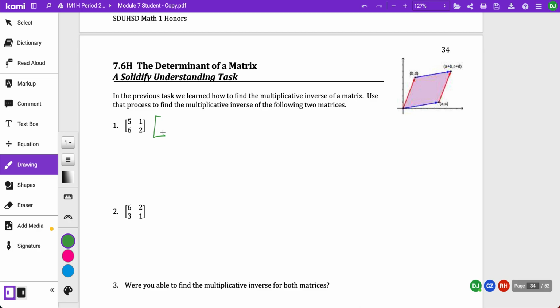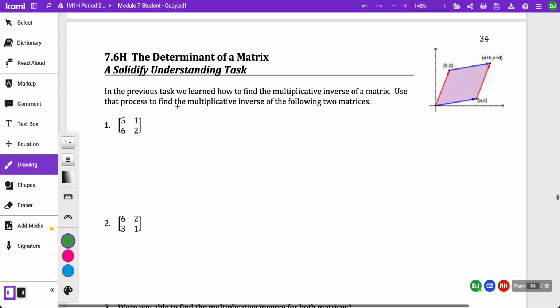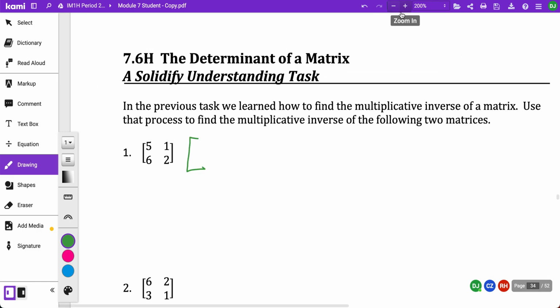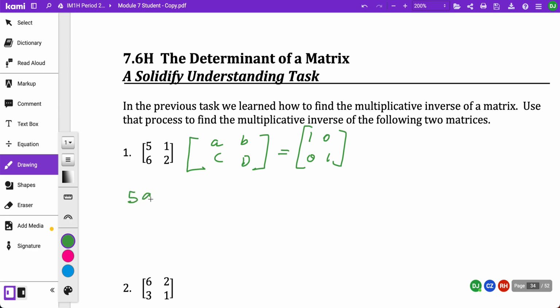So what are my 4 variables of A, B, C, D? Zoom in here for a second. Of A, B, C, D of this 2 by 2 matrix, in order for me to equal the identity matrix, which is 1, 0, 0, 1. So when I do that, if we remember here, this would just be 5A plus C is equal to 1. And then we would have 6A plus 2C equals 0.